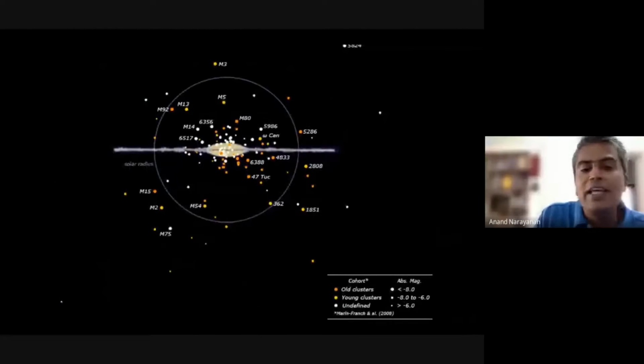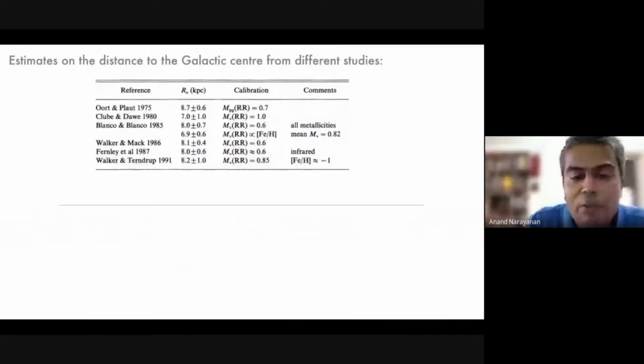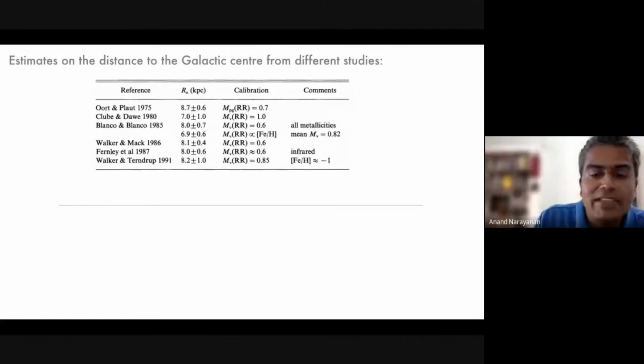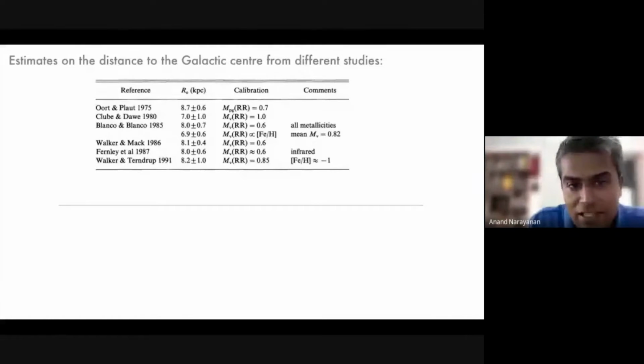Since then, astronomers have been measuring the distance to the galactic center based on mapping the distribution of star clusters. These are various teams' measurements: 1975, 1980, 1985, 86, 87, 91, etc. And you can see that almost everybody gets more or less the same value, roughly somewhere between 7 to 8 or sometimes more than 8 kiloparsec.